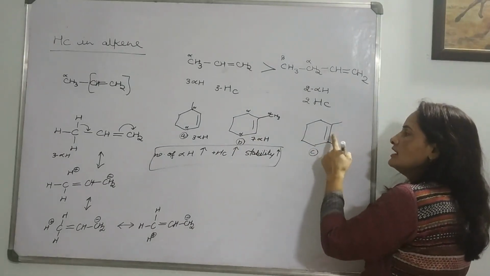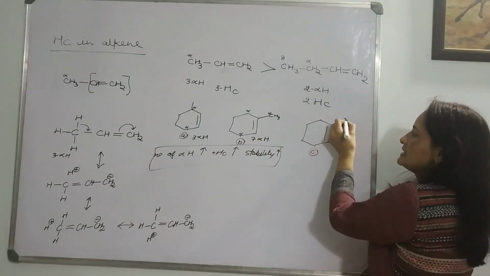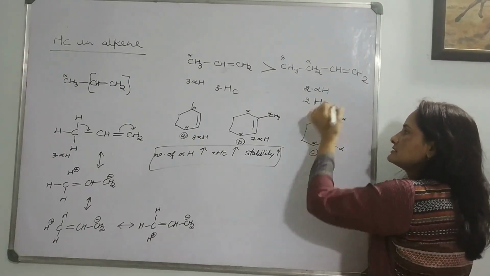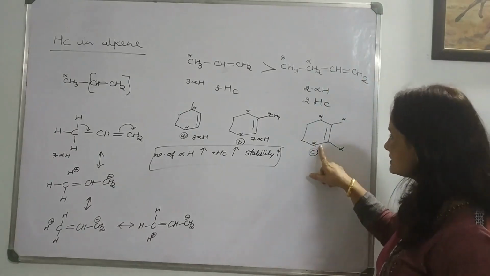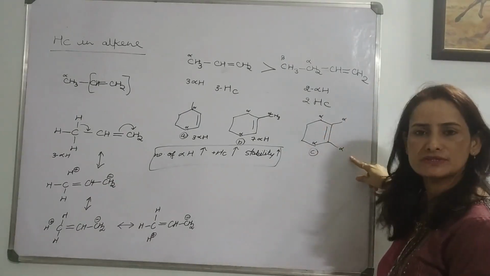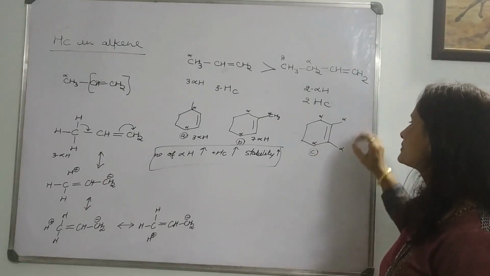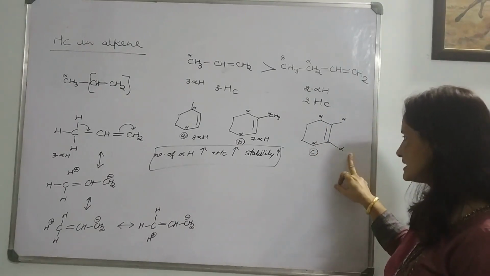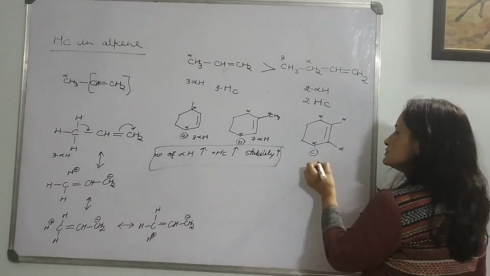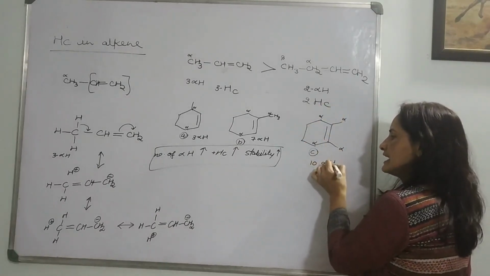Now in this case, with respect to this alkene, this is alpha, this one is alpha, and this one is also alpha. These carbons have 2 hydrogens. These carbons have 3 hydrogens. So the total hydrogen will be 3 plus 3, 6, plus 2, 8, plus 2, 10. So the total is 10 alpha H.